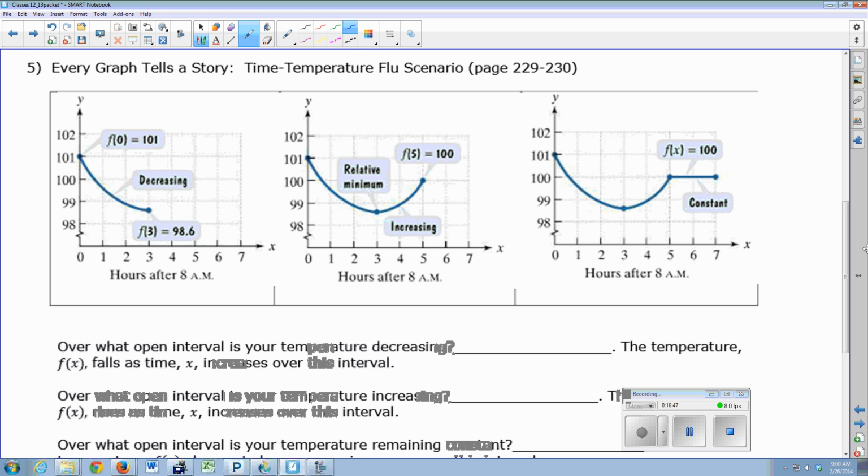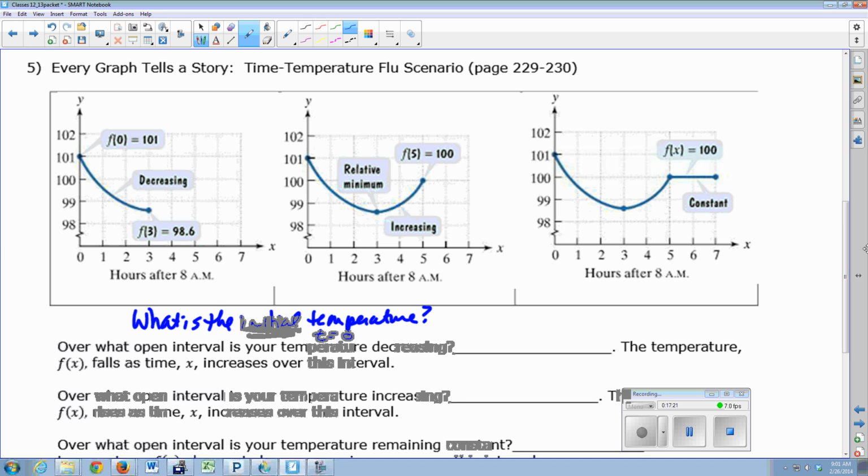Okay, so this is a little story about a person that has a fever due to the flu. At the time we're recording this fever, what is the initial temperature of this person's fever? What is the initial temperature? Mason? 101. So if I asked you what is the initial temperature, then what you're looking for, this word initial means time is equal to 0.